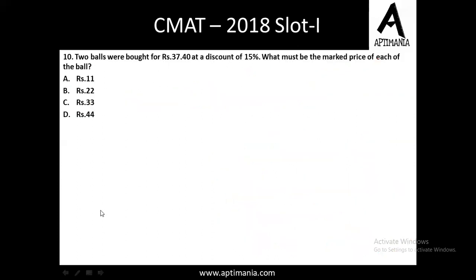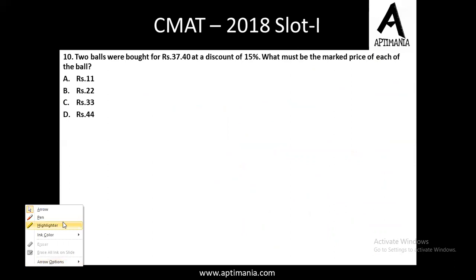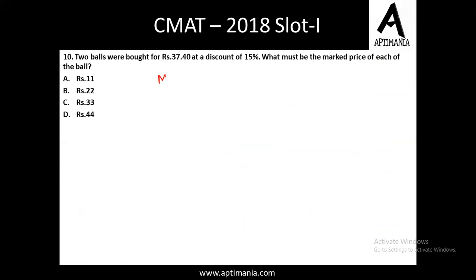Question number 10 is on the screen. It's a question from profit and loss, including the concept of discount. So let's try to figure it out. Two balls were bought for rupees 37.40 at a discount of 15%. So let the MRP of the two balls be X, and a discount of 15% was offered. So the selling price of the two balls should be equal to 85% of X, which is 37.40.